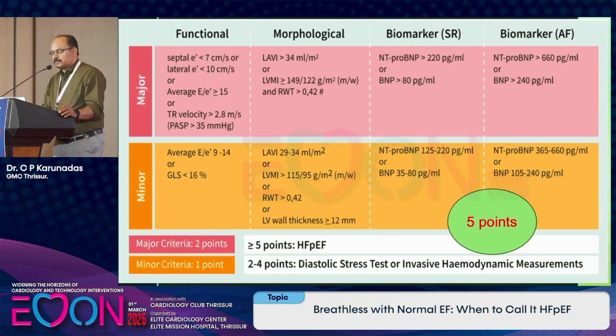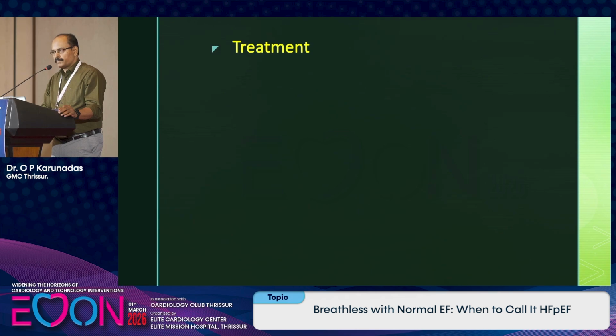Let us take her to the second scoring system, the HFA-PEFF scoring system. She is having functional 2 points, biomarker 2 points, and a minor point, so 5 points, which puts her into the diagnostic category of HFpEF. So that's what I said. This is not a myth now, it's a reality. You can score clinically, you can score based on the investigations.